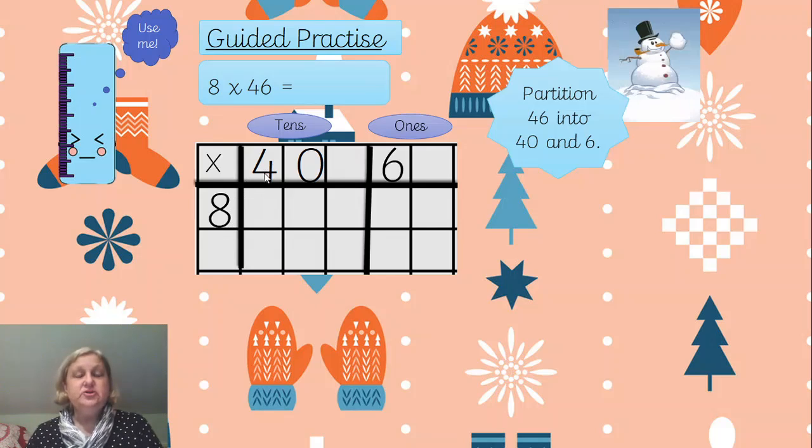Now you could do your 4 times table and do 8 lots, or you could do your 8 times table and do 4 lots. I think that's what I'm going to do. 8, 16, 24, 32. So that's going to be 320 in there.